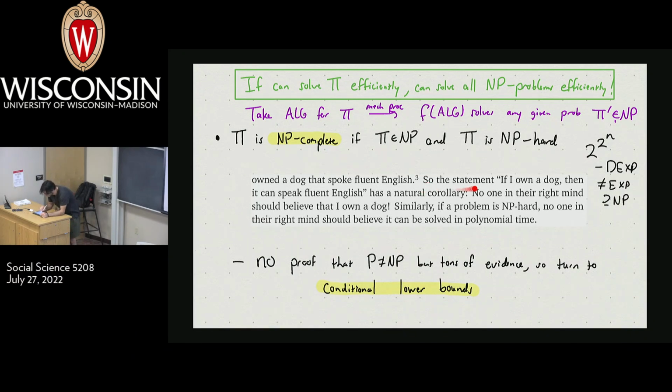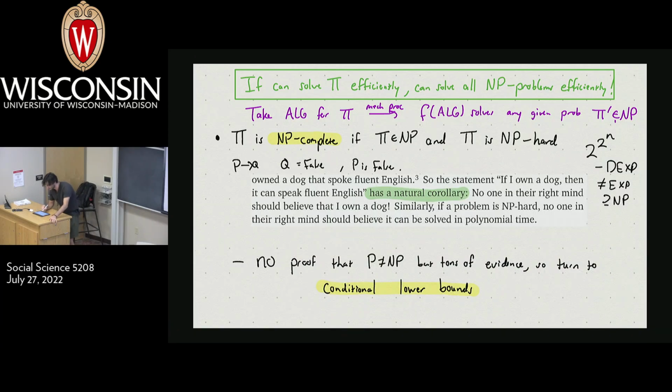So consider this statement. If I own a dog, then it can speak English. This has a natural takeaway. There's something you should infer from this statement, that I probably don't have a dog. If I have an if-then statement, and the conclusion is clearly false, the only way for the overall thing to be true is for the assumption to be false. So if you have P implies Q, and Q is clearly false, for the implication to be true, you need P to also be false.